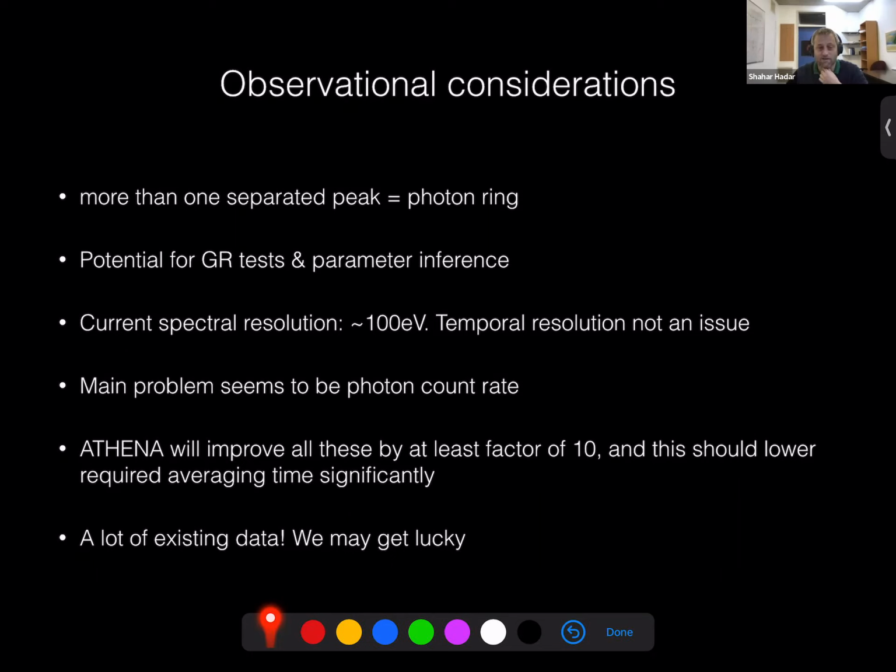And Athena, the future X-ray observatory, is expected to improve on all of the different factors of these observations by at least a factor of 10. So this would be very beneficial for this kind of observable. But we may get lucky. I mean, there's a lot of data we can already analyze with this new way to look at the data. So it would be interesting to do that.